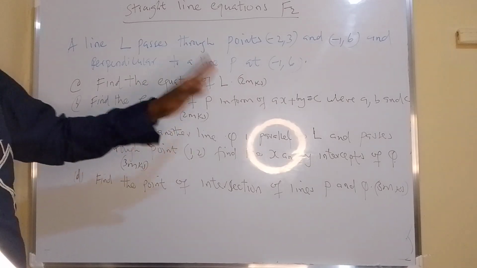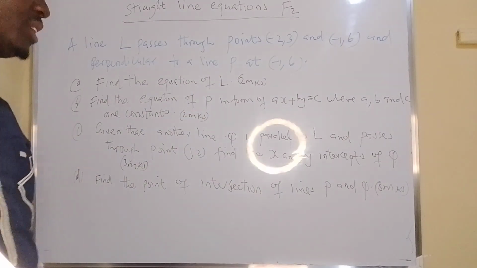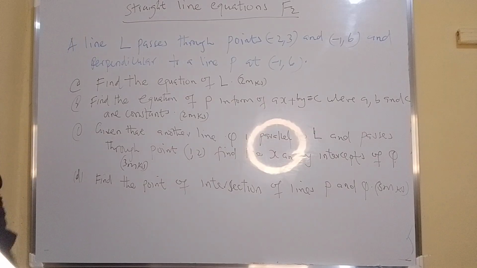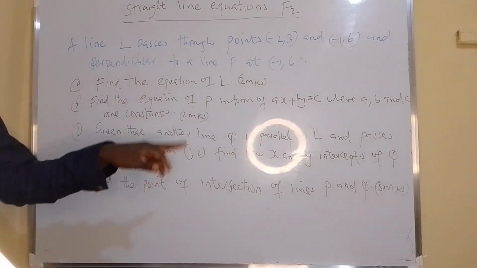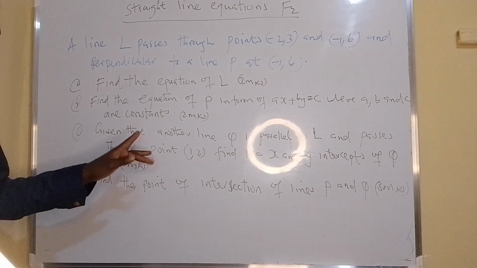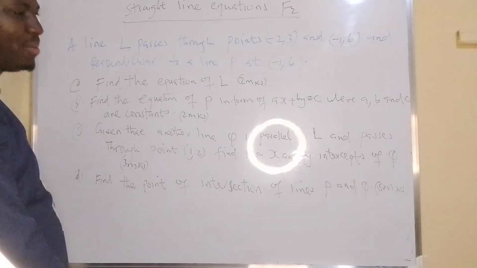Find the equation of P in the form of ax plus by equals c, where a, b and c are constants, 2 marks. Given that another line Q is parallel to L and passes through the point (1, 2), find the x and y intercepts of Q. Find the point of intersection of lines P and Q.